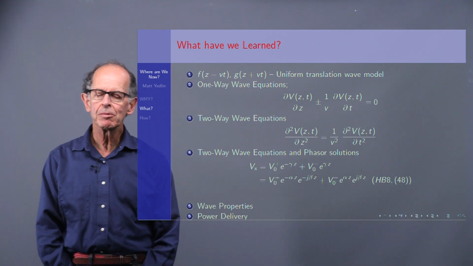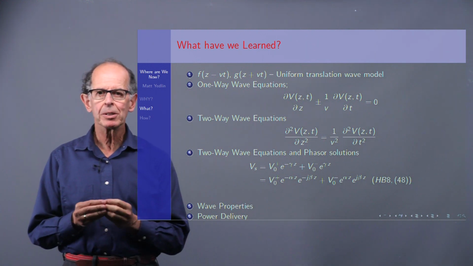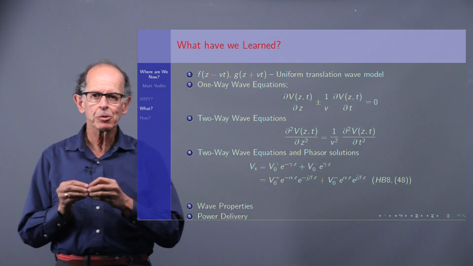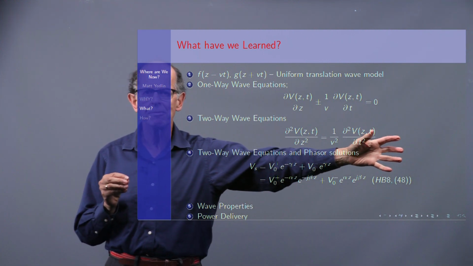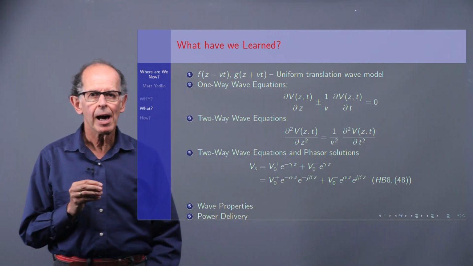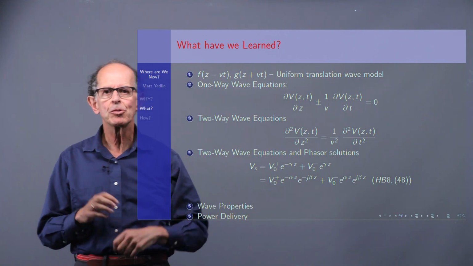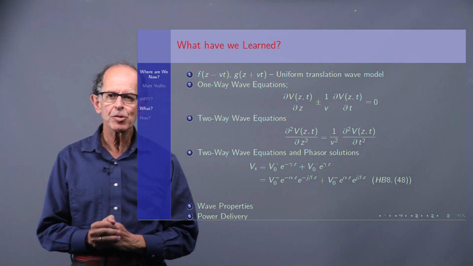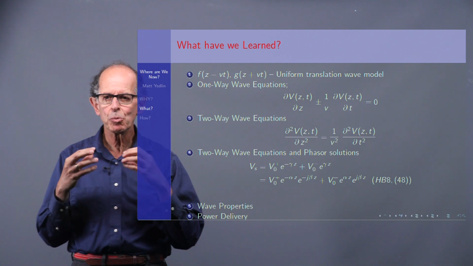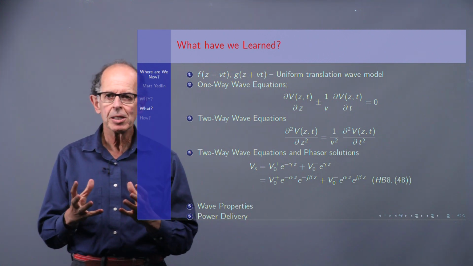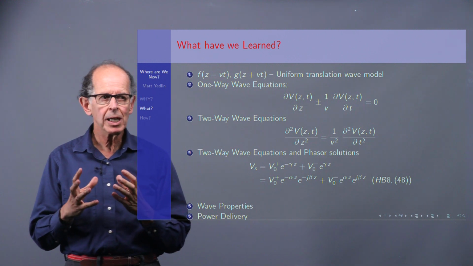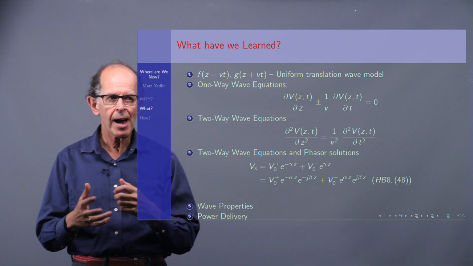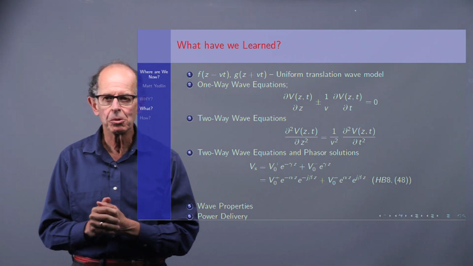In the next slide, we address what have we learned. Well, the first thing that we've learned is that by the application of simple translation, we can write a wave traveling to the right as f of x minus vt, and a wave traveling to the left as g of x plus vt. Now, the uniform translation is really important because we build on that. The first thing we do is we find out what kind of differential equation those one-way functions have. And so we see that in item 2.